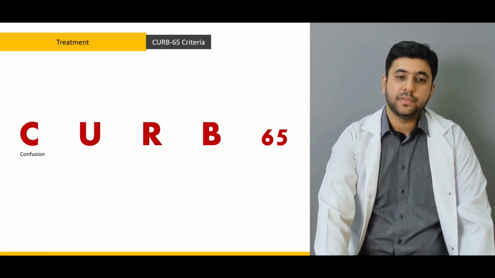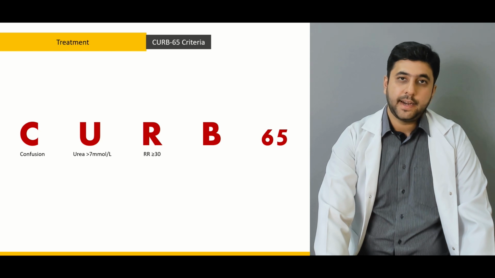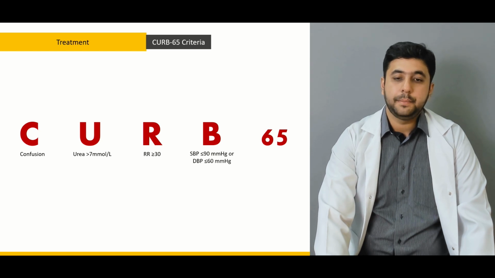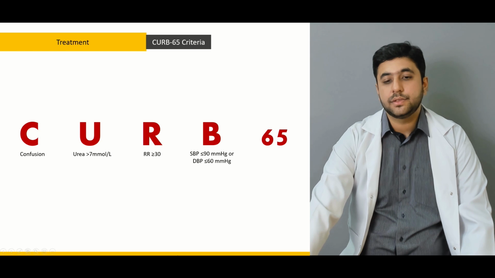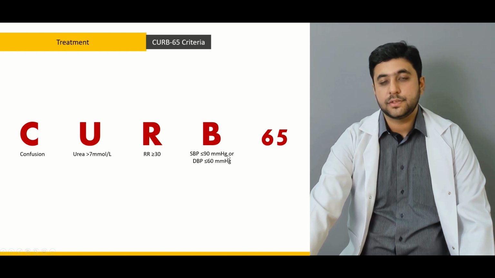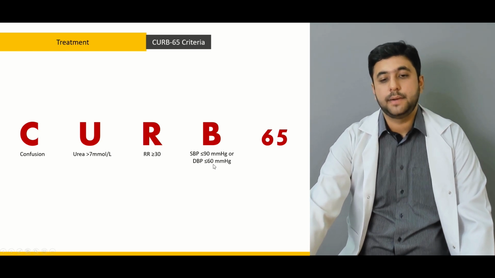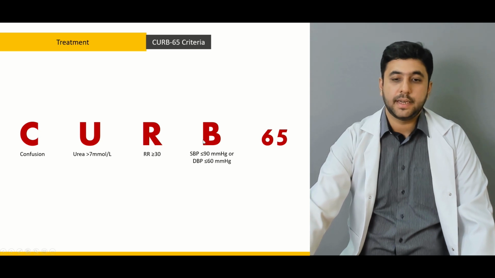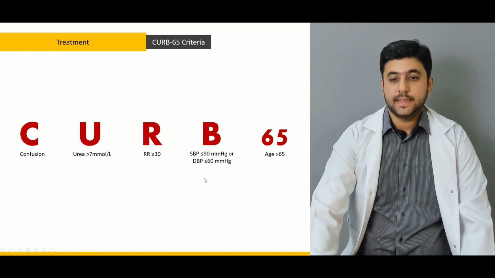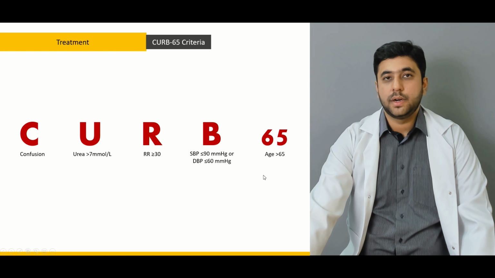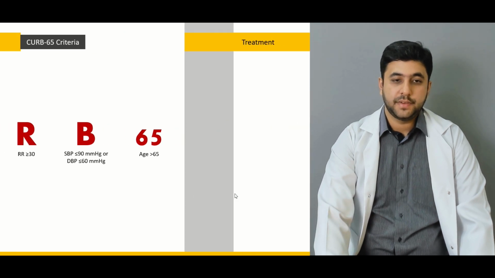The C stands for confusion. The U stands for urea greater than 7 millimoles per liter. The R stands for respiratory rate greater than 30. The B stands for blood pressure. If the patient has systolic blood pressure less than 90 millimeters of mercury, or diastolic blood pressure less than 60 millimeters of mercury, and age greater than 65, each gives 1 point. So this is the CURB-65 criteria.